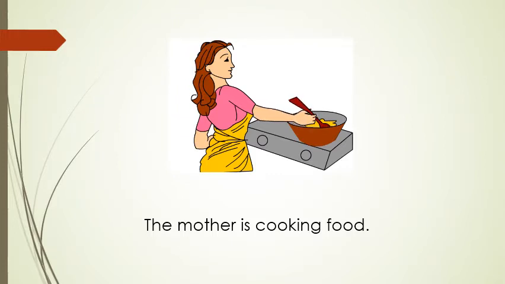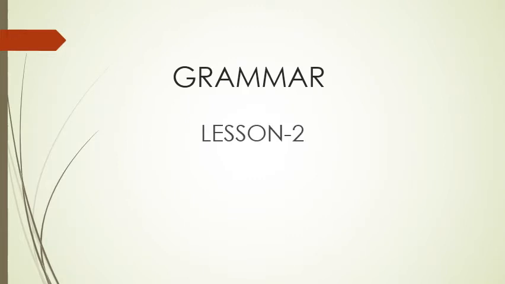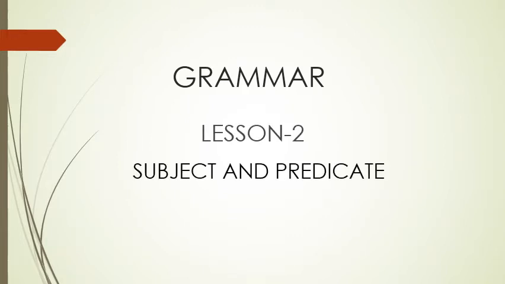Now, every sentence has two parts. One is called a subject, whereas the other is called a predicate. And this is what we are going to learn in today's lesson, that is lesson number 2, subject and predicate. Let's get started.